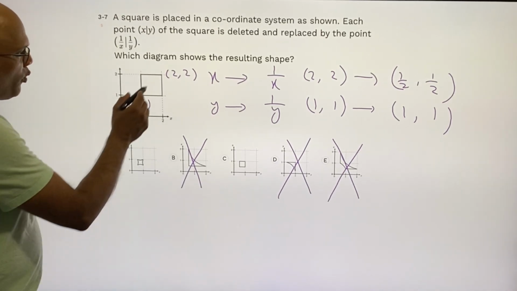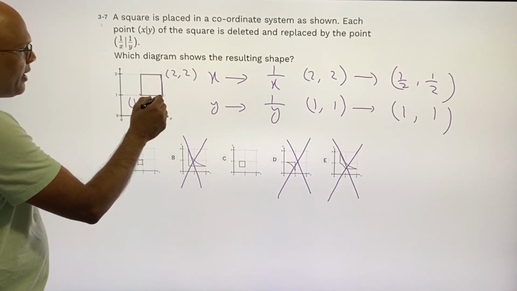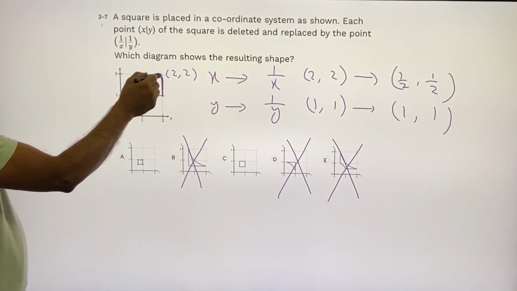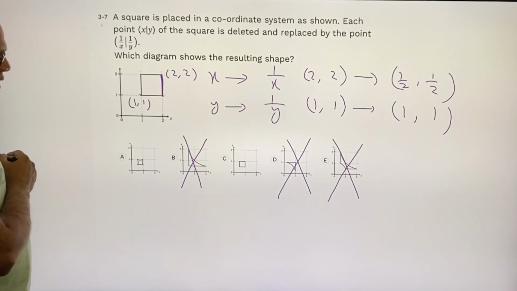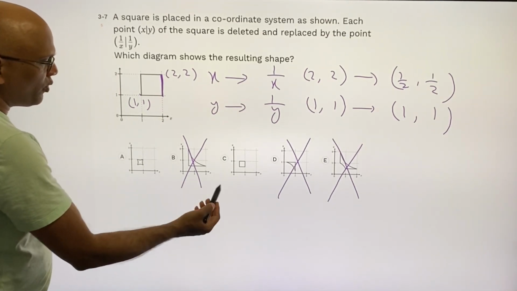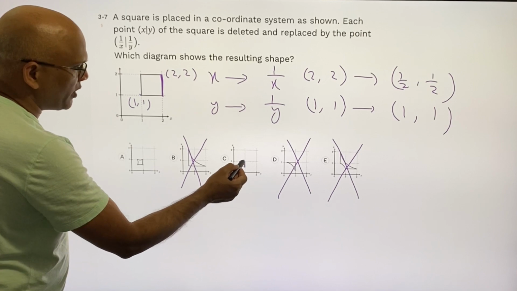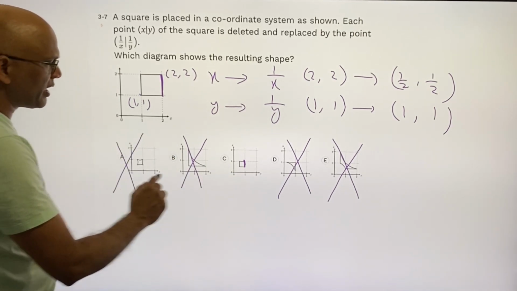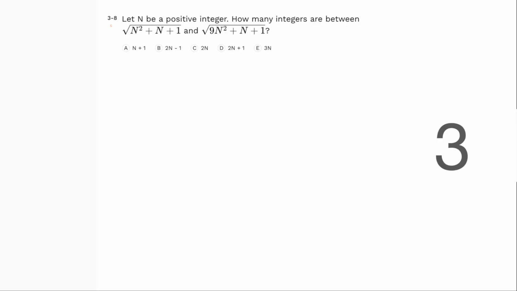Now, if you look at this line here, the x coordinate is the same for all the points on it. So the only difference between these two is that here I have the x coordinate the same, while here it is slightly curved. So definitely this is not going to work. Then C is the correct choice.